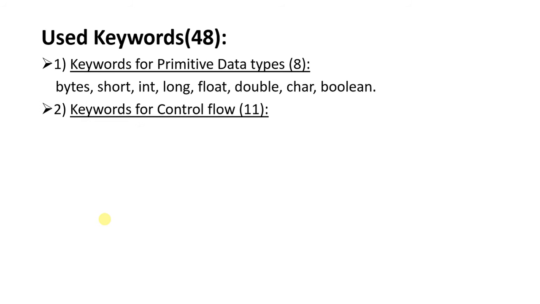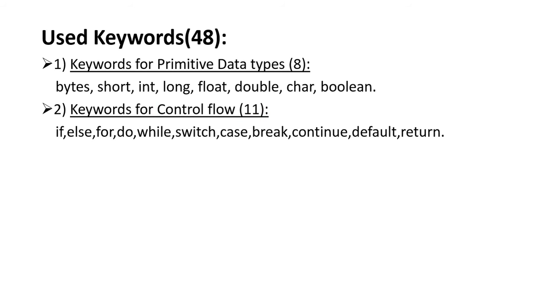Next category, keywords for control flow. What is meant by control flow? You can control your programs with if, else, do, while. These are all keywords. There are a total of 11 keywords in this category: if, else, for, do, while, switch, case, break, continue, default, and return.